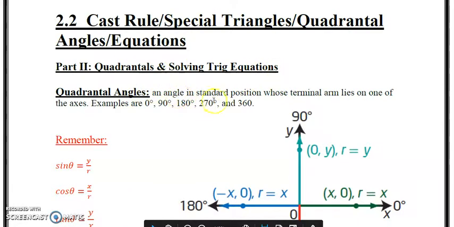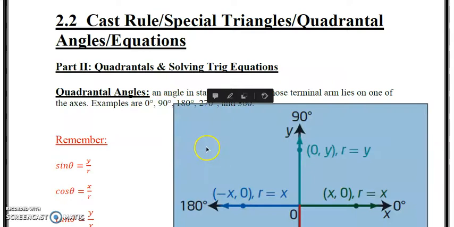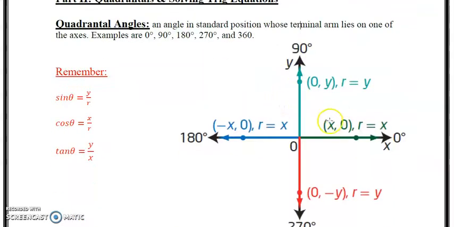So quadrantal angles are angles in standard position whose arm lies on the axis. So we obviously know these are 0, 90, 180, 270, 360. So they're not oblique. They're either running horizontal or vertical. So there's 0 degrees, we've got a horizontal positive x-axis. We have 90 degrees, which is on the positive y. We have 180, which is on the negative x, and we have 270, which is on the negative y, and then obviously 360 and 0 are equivalent because we're back to where we started.